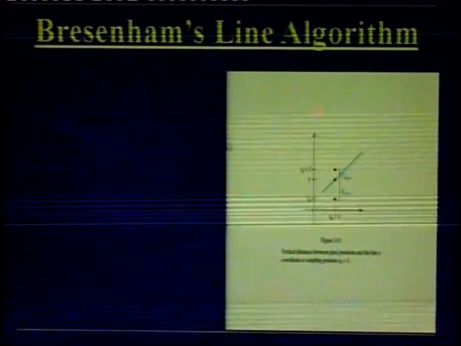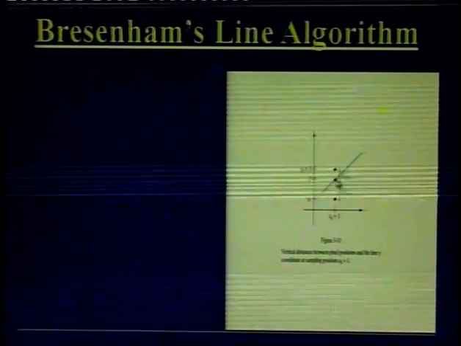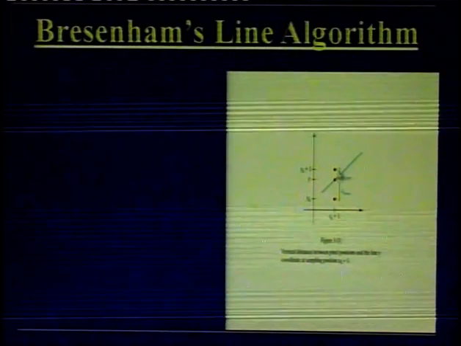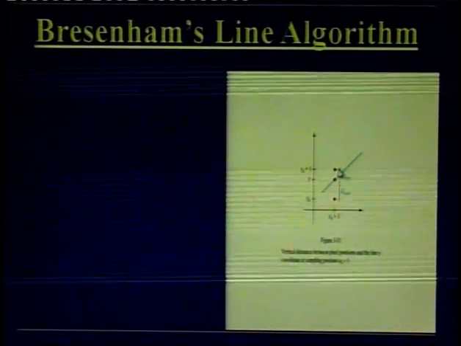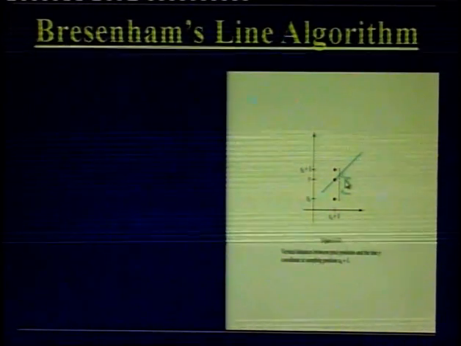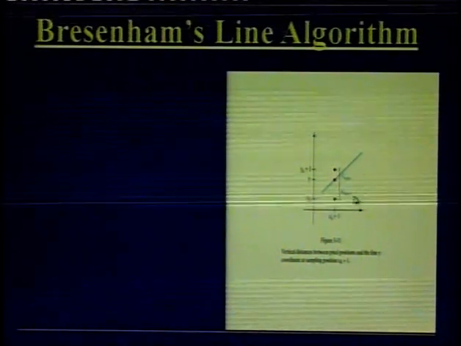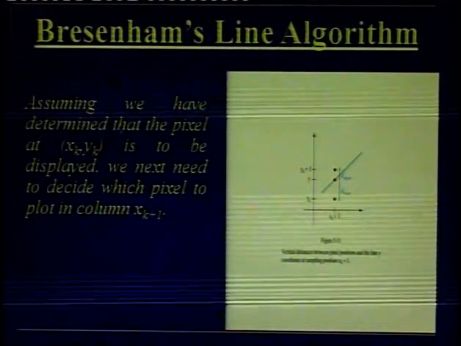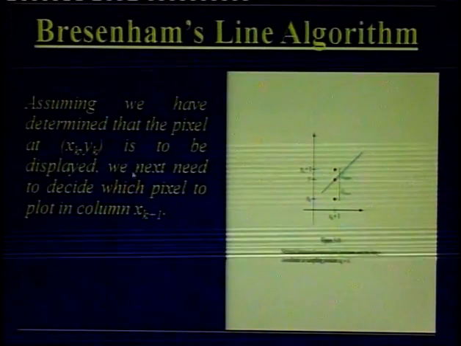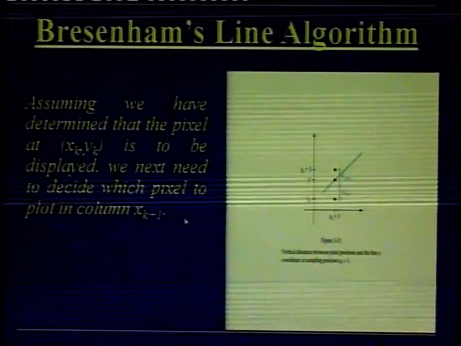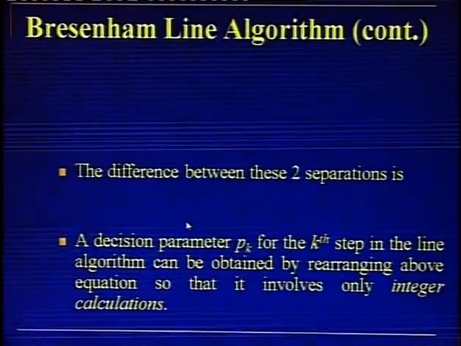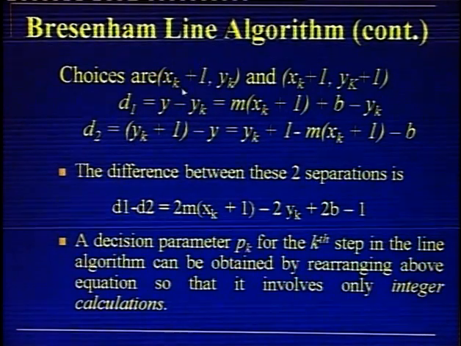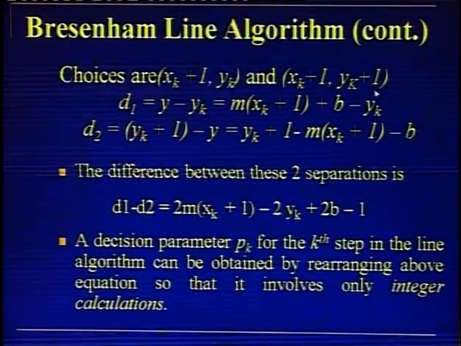We take the distances between the actual y, supposing the actual pixel is y, and these two pixels. yk plus 1 minus y will be d upper, and y minus yk will be d lower. Assuming we have determined that the pixel xk, yk is to be displayed, we next need to decide which pixel to plot at xk plus 1. The difference between these two separations will be like this. The choices are xk plus 1, yk or xk plus 1, yk plus 1.